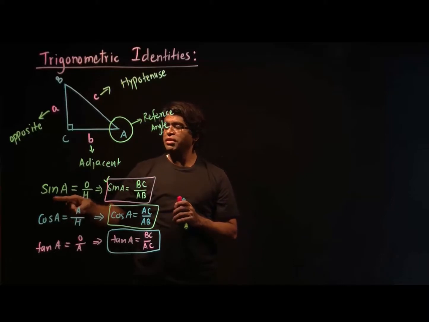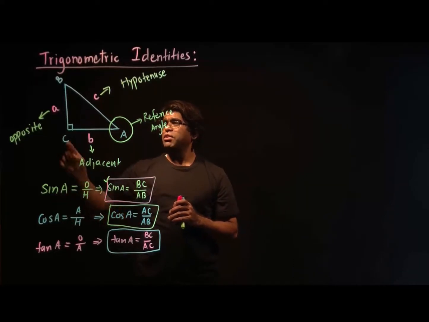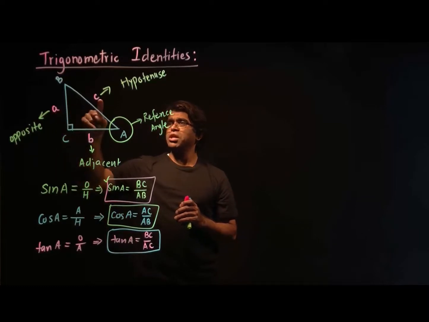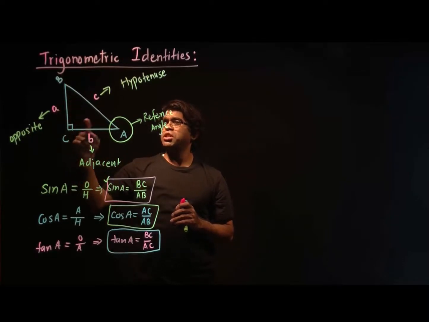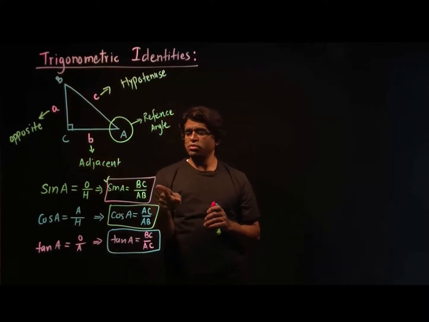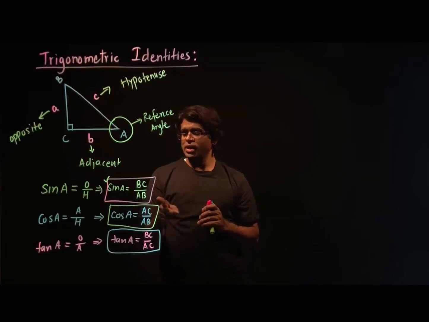So as you can see, sine is opposite over hypotenuse. A is my opposite and C is my hypotenuse. Or I can also say BC is my opposite and AB is my hypotenuse. So I got my sine A. In the same way, I got my cosine and tangent.